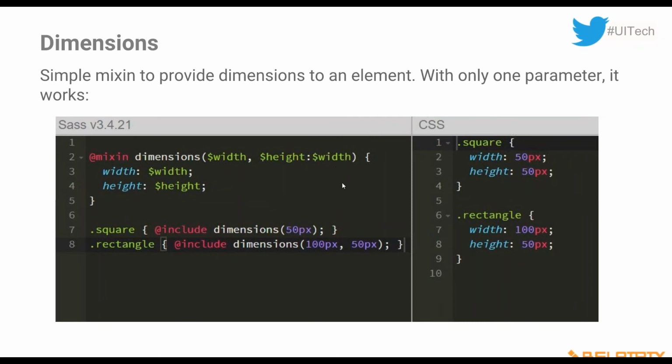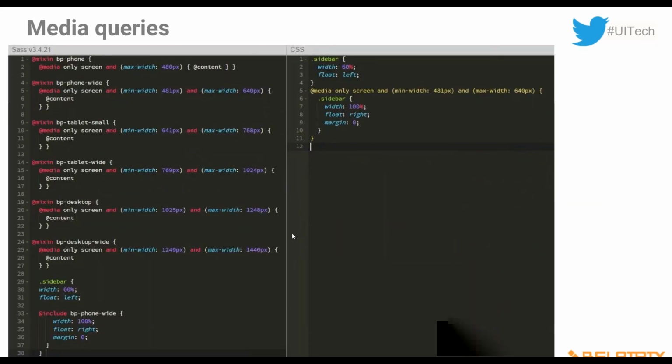Now we can see a sample. We can call a dimension mixin that receives 2 parameters, and you can also set up default values. And in this case, you can reuse that mixin in several classes. Another mixin that's very useful, and you can find a lot of samples, is the media query. You can define a range of screen widths, and then you can reuse that by calling that defined mixin. So you have one place where you define those sizes, and then you can reuse it.